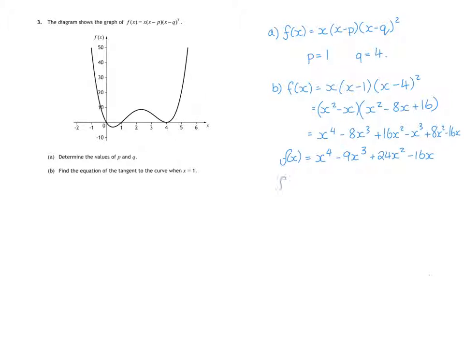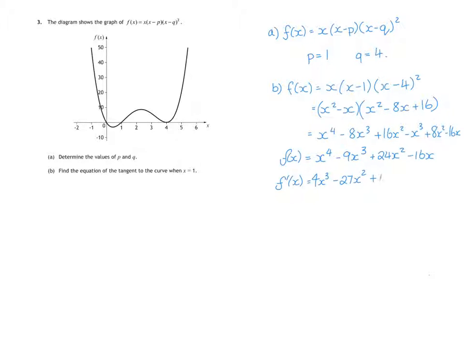So we now need to differentiate that, so we're finding our f dash of x. So we reduce the power and we multiply it by the original one. So we're going to get 4x cubed. The next one, we multiply it by the original power, so that 9 would become 27, and then the x squared becomes x squared.